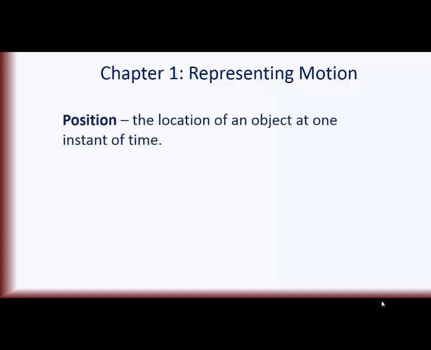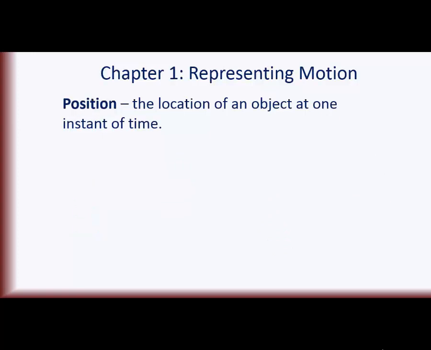Because motion involves an object moving from one position to another, we first need to understand the concept of position. Position is where an object is located at one point in time. An object can have many different positions, and motion is what gets it from one position to another.